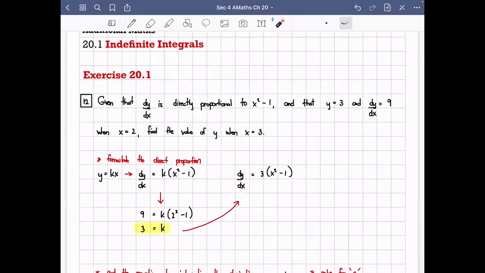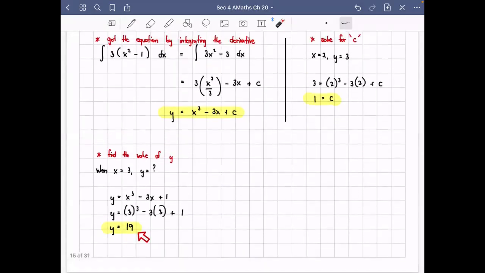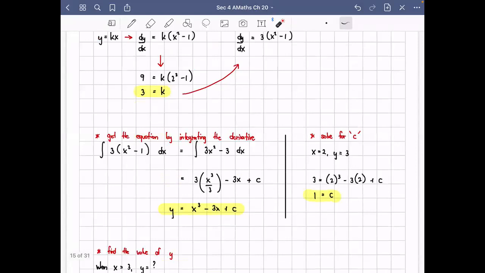Now, for number 12, we have this question from the book: given that dy over dx is directly proportional to x squared minus 1, and that y is equal to 3 and the derivative of y is equal to 9 when x is 2, find the value of y when x is 3. So if your answer is 19, that means you're correct. But how did we get to 19?